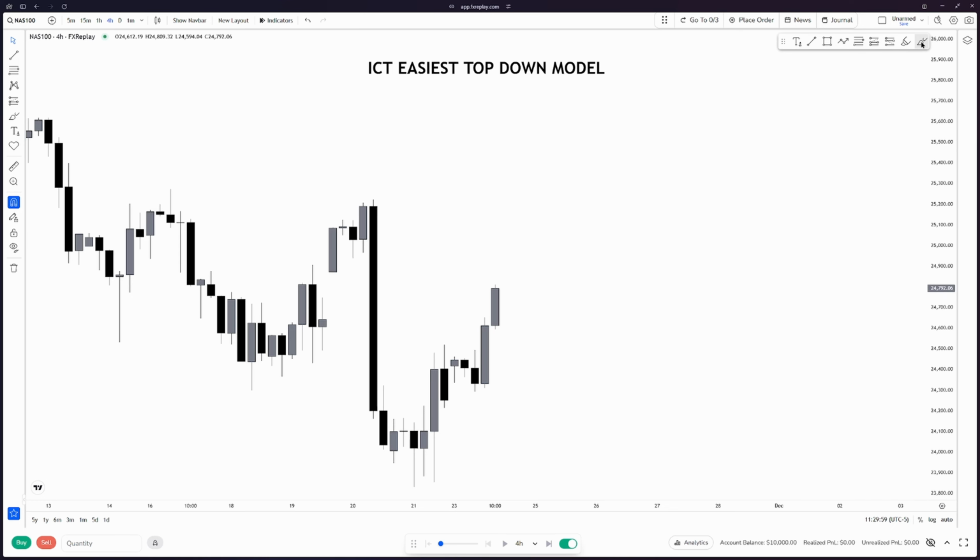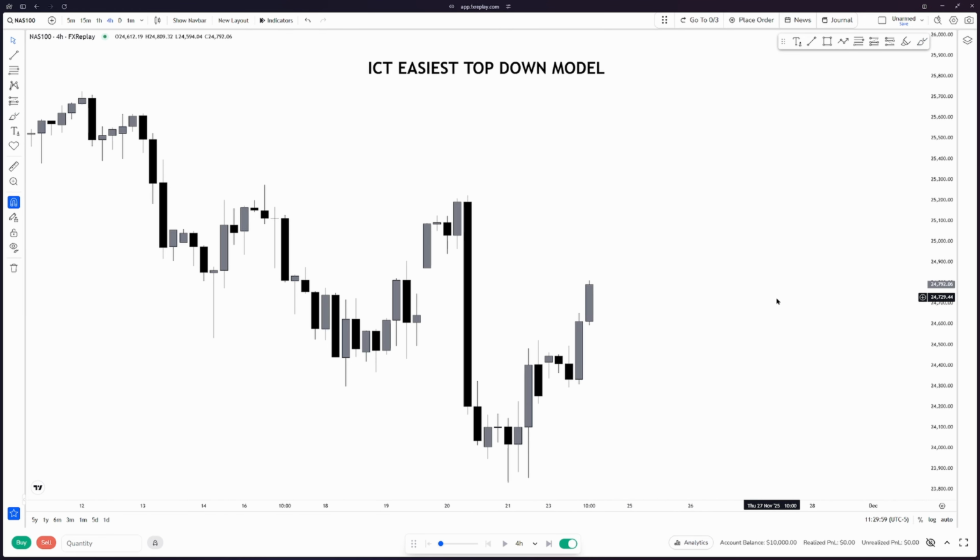Today, I'm breaking down the ICT top-down model, the easiest and most reliable method you can use, and it works insanely well on NASDAQ. Now let's get straight into it.